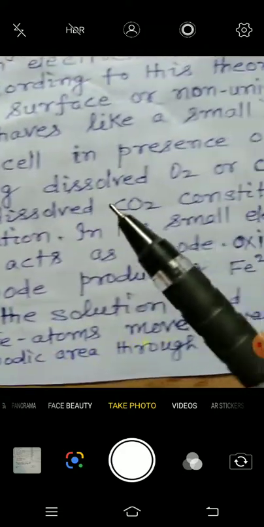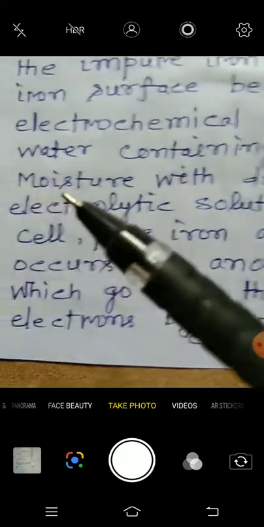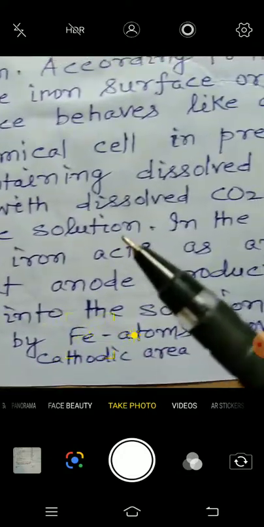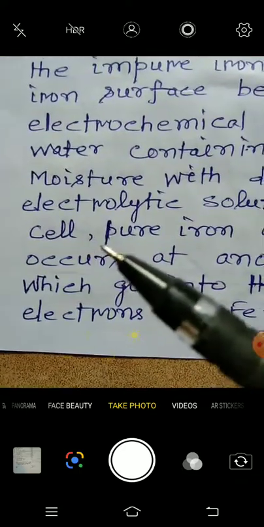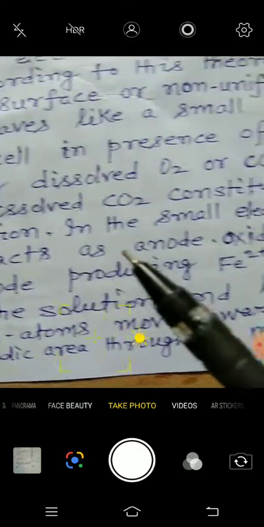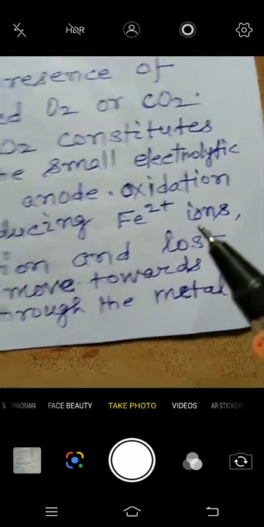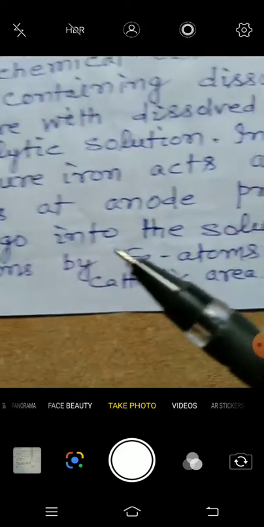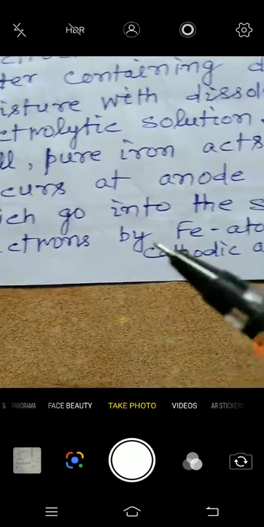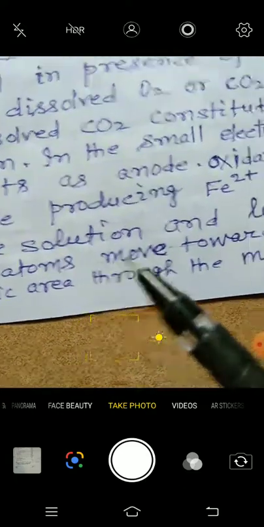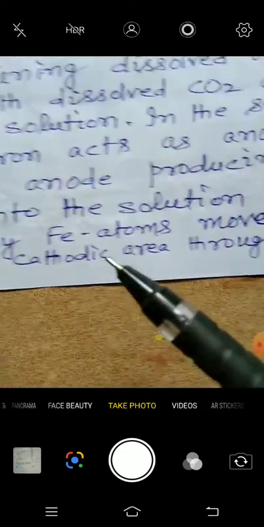Moisture with dissolved CO2 constitutes the electrolytic solution in the small electrolytic cell. Pure iron acts as anode. Oxidation occurs at the anode producing Fe2+ ions, which go into the solution, and the electrons lost by Fe atoms move towards the cathodic area through the metal.